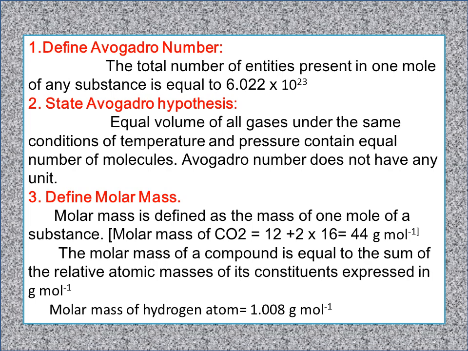Molecular mass of the compound is equal to the sum of the relative atomic masses of the constituents expressed in gram per mole. I gave you the example of how to calculate molar mass: molar mass of hydrogen is 1.008 gram per mole. For carbon dioxide, already you know how to calculate molecular weight. Same thing, for carbon the atomic mass is 12, plus for 2 oxygen 2 × 16, so it is 44, which is called the molecular mass. Now if it is expressed in gram per mole, calculated for 1 mole, we call it molar mass.